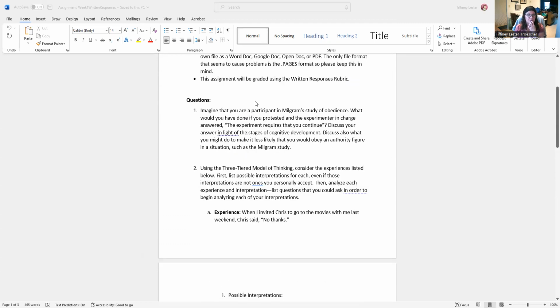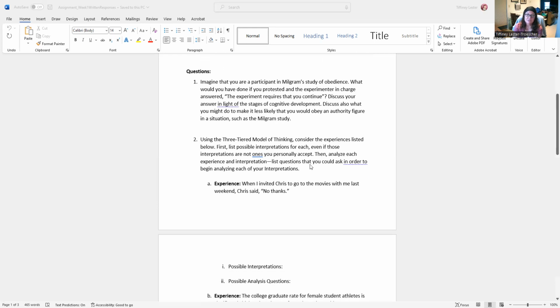Question 1 says, imagine that you are a participant in Milgram's study of obedience. What would you have done if you protested and the experimenter in charge answered, the experiment requires that you continue? Discuss your answer in light of the stages of cognitive development. Discuss also what you might do to make it less likely that you would obey an authority figure in a situation such as the Milgram study. If you have not gone through the chapter 1 lesson or read chapter 1 yet, that question probably doesn't make a lot of sense to you. Once you have gone through that material, though, you should be able to answer the question.